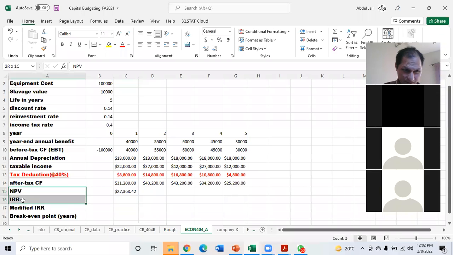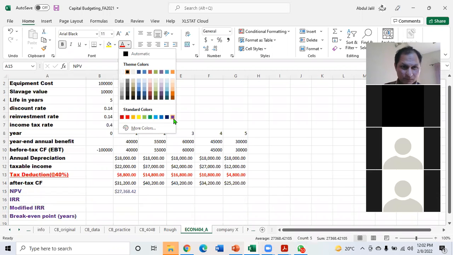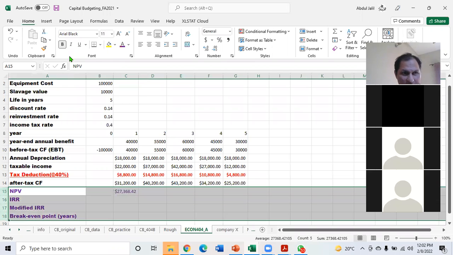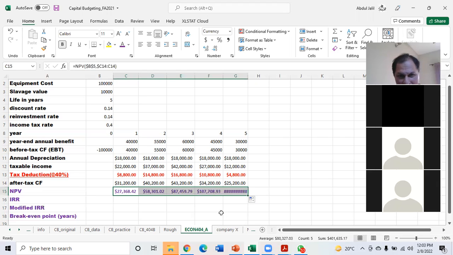If I mention these values in some other color, and make it bold as well. Already it is bold, but all values are going to be bold, right? So now you will get how much cash flows are going to be generated, and then you have to scroll down on the right-hand side and you will get this.